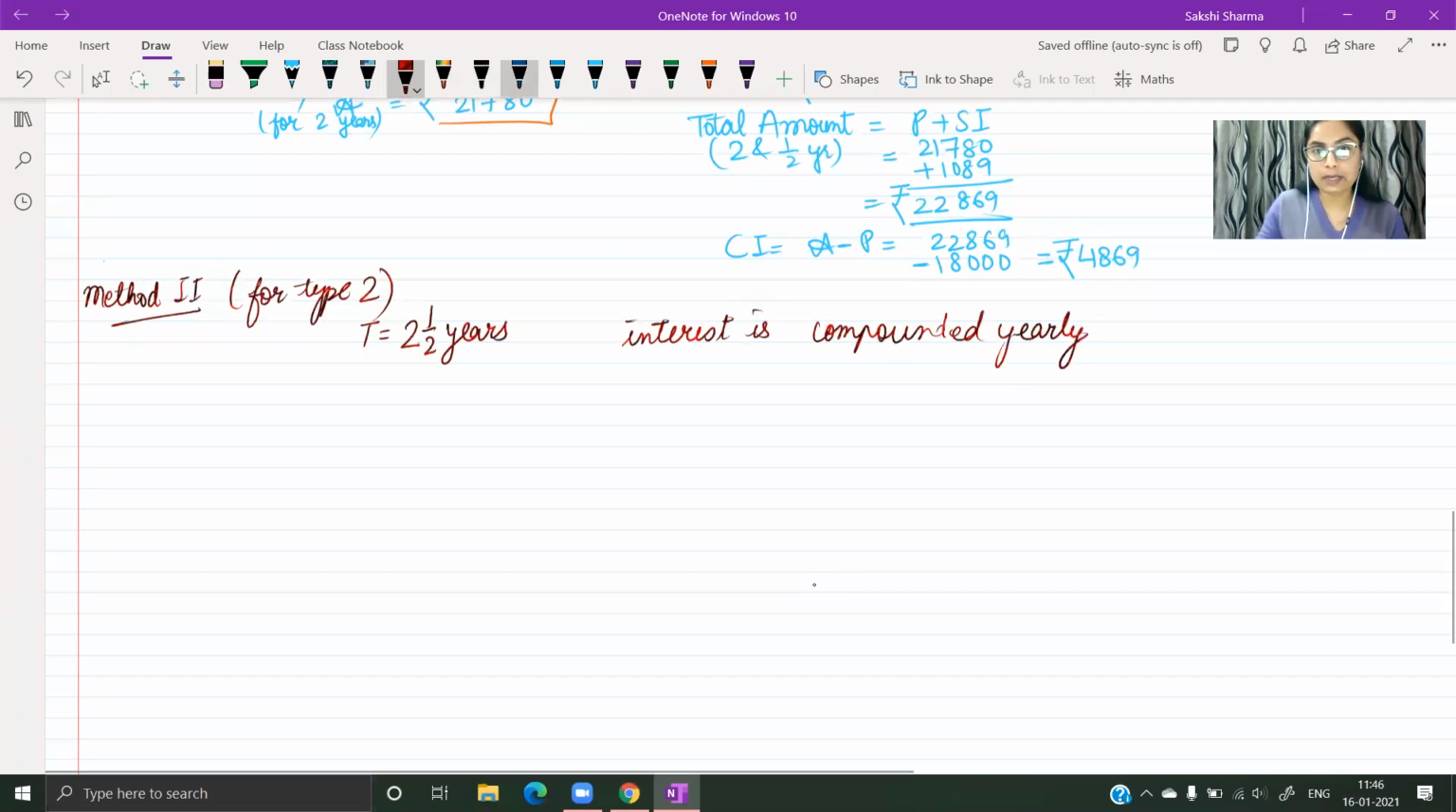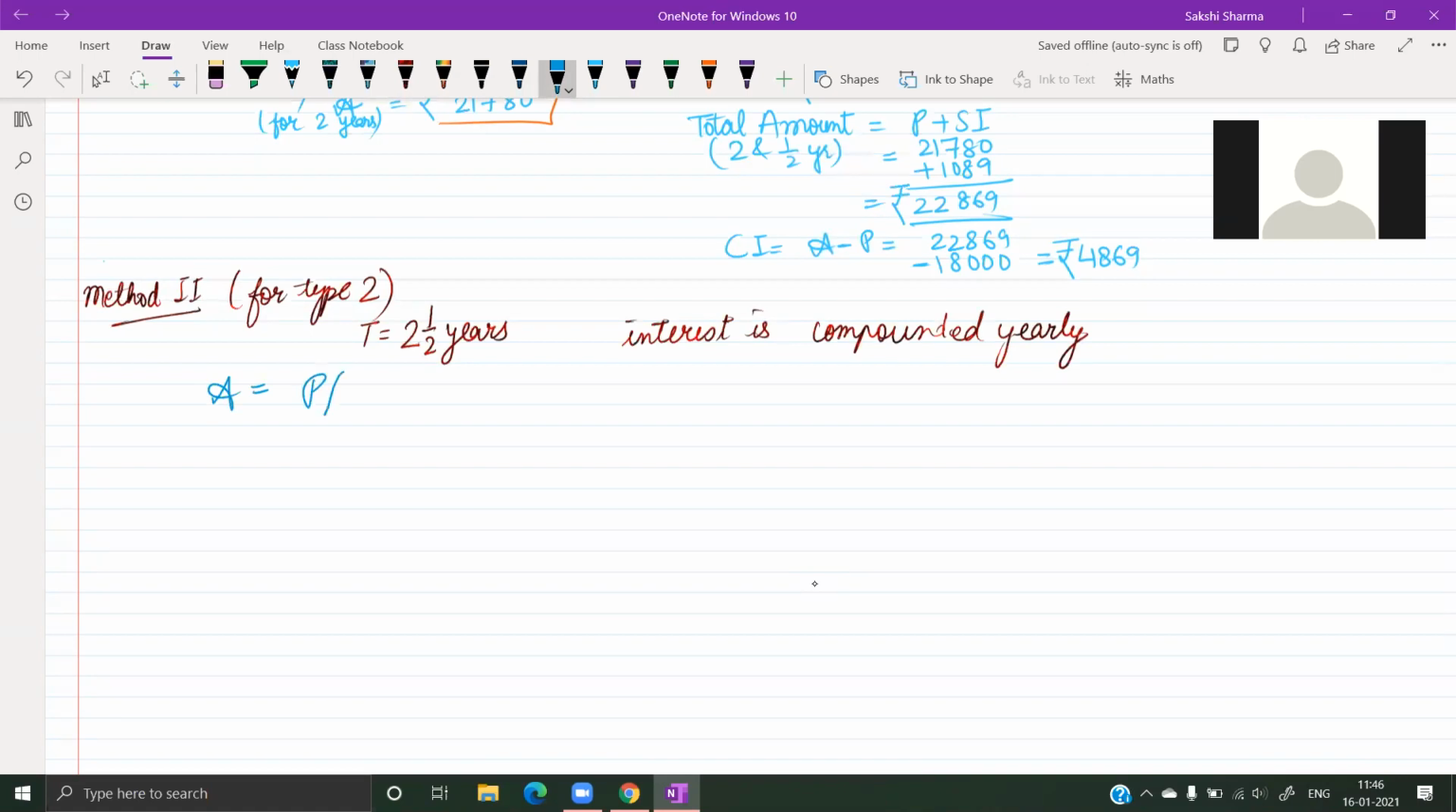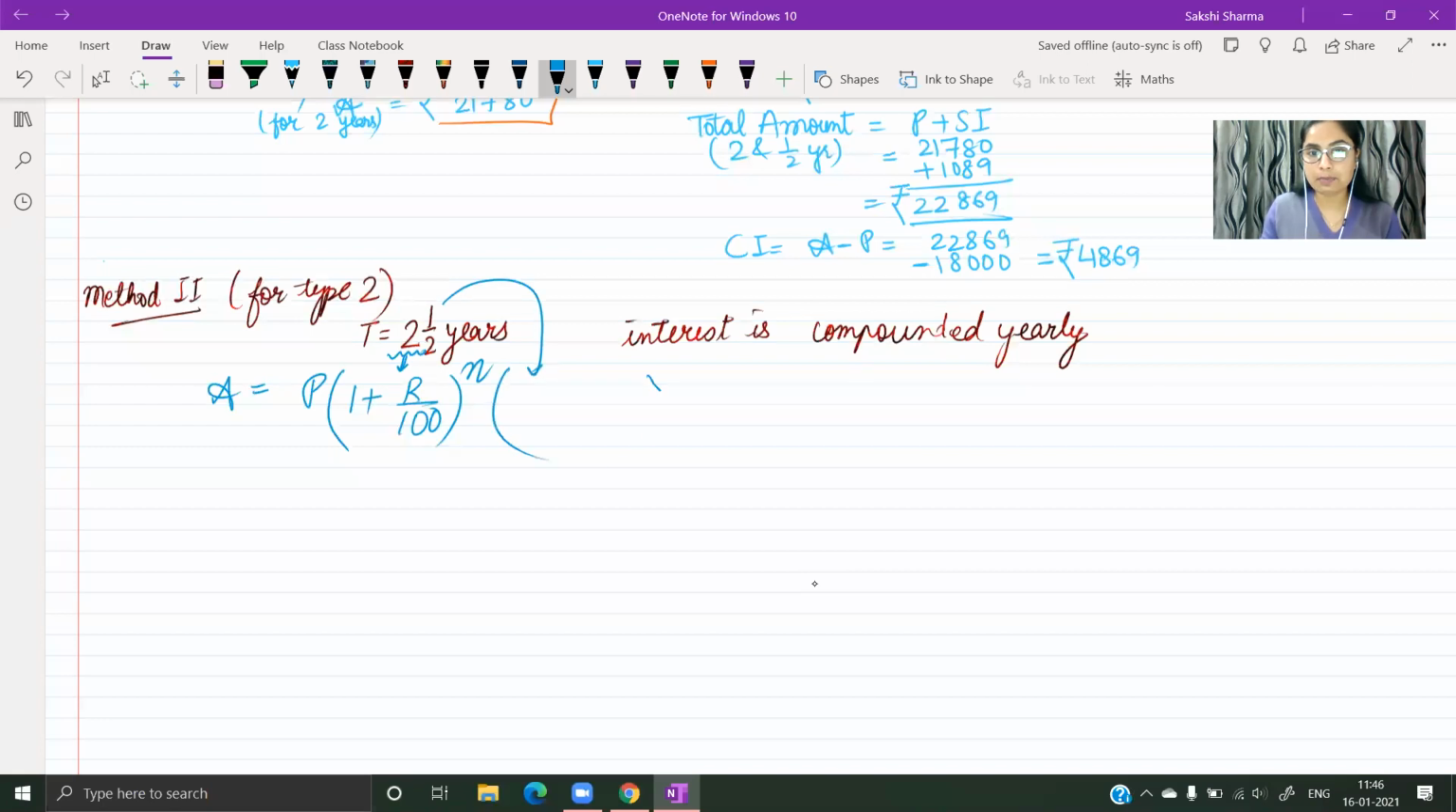So in order to find out the amount and the compound interest, the formula for amount is P into 1 plus R over 100 raised to the power n. For 2 years we will apply this formula, and for the half year we will apply this formula. Two years separately, half years separately, these are all multiplied together.